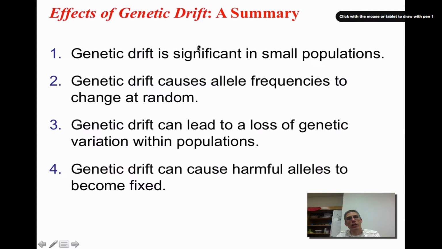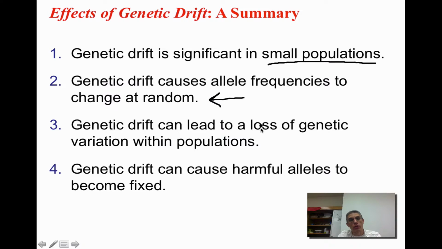So the effects of genetic drift, again, this is just a summary of what we might see: genetic drift is going to be significant in very small populations. In other words, it's going to be more likely to happen. Genetic drift is going to cause allele frequencies to change at random. Genetic drift can lead to a loss of genetic variation within populations, so in other words, we could see a pretty big change. Genetic drift can cause harmful alleles, unfortunately, to become fixed within that population.